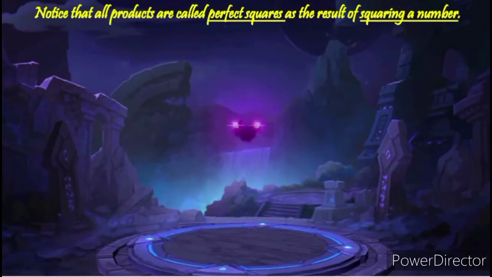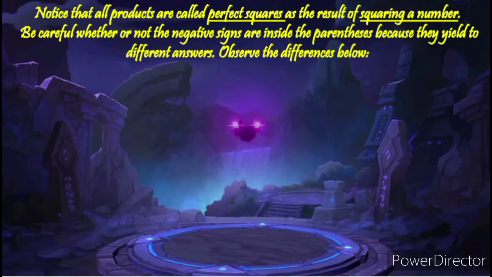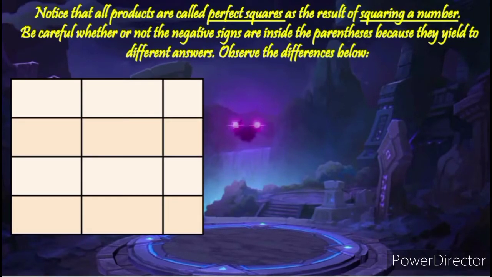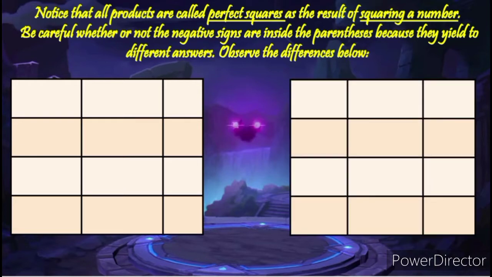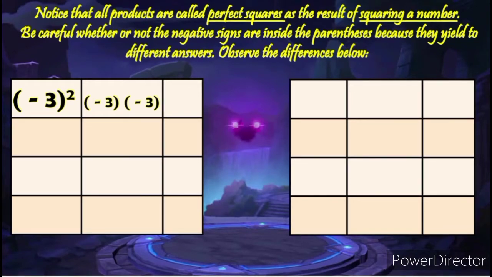Notice that all products are called perfect squares as the result of squaring a number. Be careful whether or not the negative signs are inside the parentheses because they yield different answers. Observe the differences below. Let's use this truth table to identify the differences. For our first example, we have negative 3, quantity squared. We can express this using negative 3 multiplied by negative 3. What will be our product? Correct, that will be 9 or positive 9.